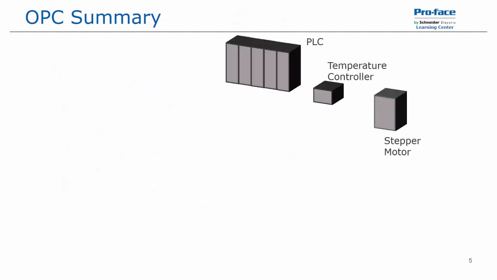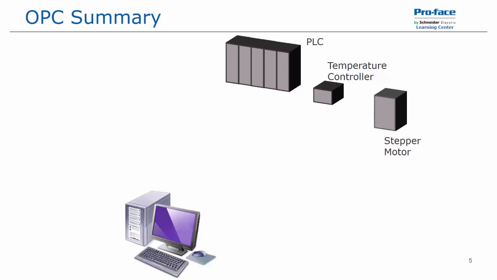Let's say that you have several different field devices out there. It could be PLCs, temperature controllers, stepper motors, inverters, drives, whatever the case may be. And then you have your software, in this case it would be Blue Open Studio, running on a PC, be it a server or an industrial PC out on the floor. And you need to get the communication between the PC or the application and these field devices.